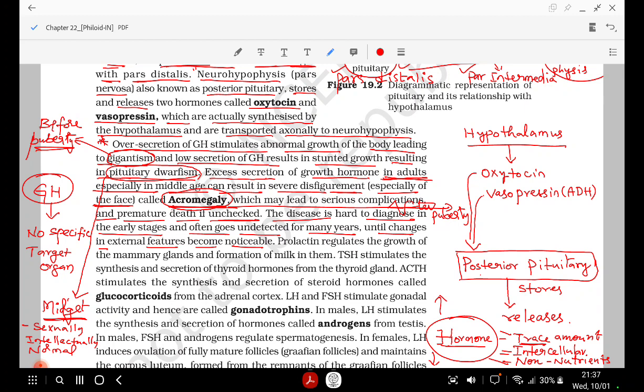Generally, elongation of the bones does not take place. The growth centers are present in the ends of the long bones, which we call the epiphyseal plates. The epiphyseal plates, the growth centers, close earlier and growth stops. So pituitary dwarfism occurs mainly due to lower secretion of growth hormone, with premature closure of the growth plates in the epiphyseal plates. Okay, so that is about pituitary dwarfism due to lower secretion before puberty.